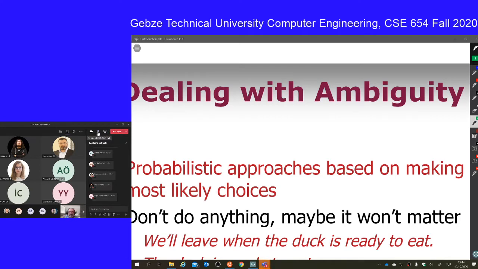Okay, the second one is we have a duck, a live duck, and we offered some food to the duck. And when the duck is ready to eat, that duck is going to eat. We will leave, right? So two possible answers. Somebody is cooking a duck for us, or a pet duck. We are waiting for the duck to eat something.